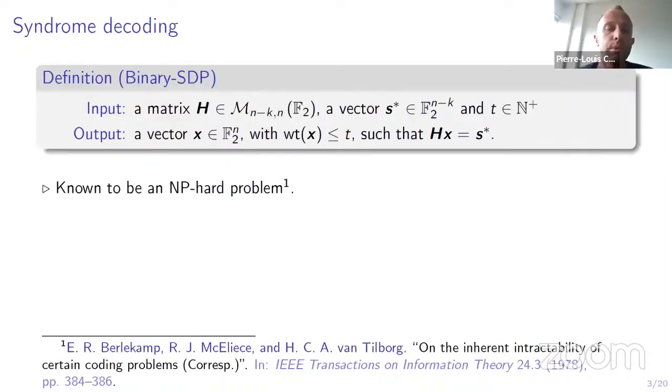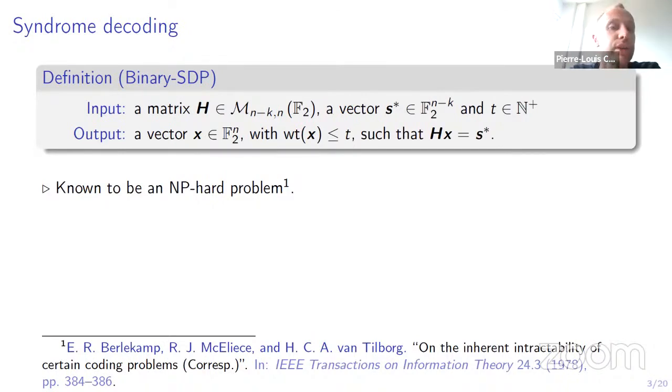If you all remember, the binary syndrome decoding problem is defined as follows. You have a matrix H, which is of rank n minus k over F2. The code has length n, so you have a matrix of size n minus k times n over F2. You have a vector S star, composed of n minus k values in F2, and a value t, which is a positive integer.